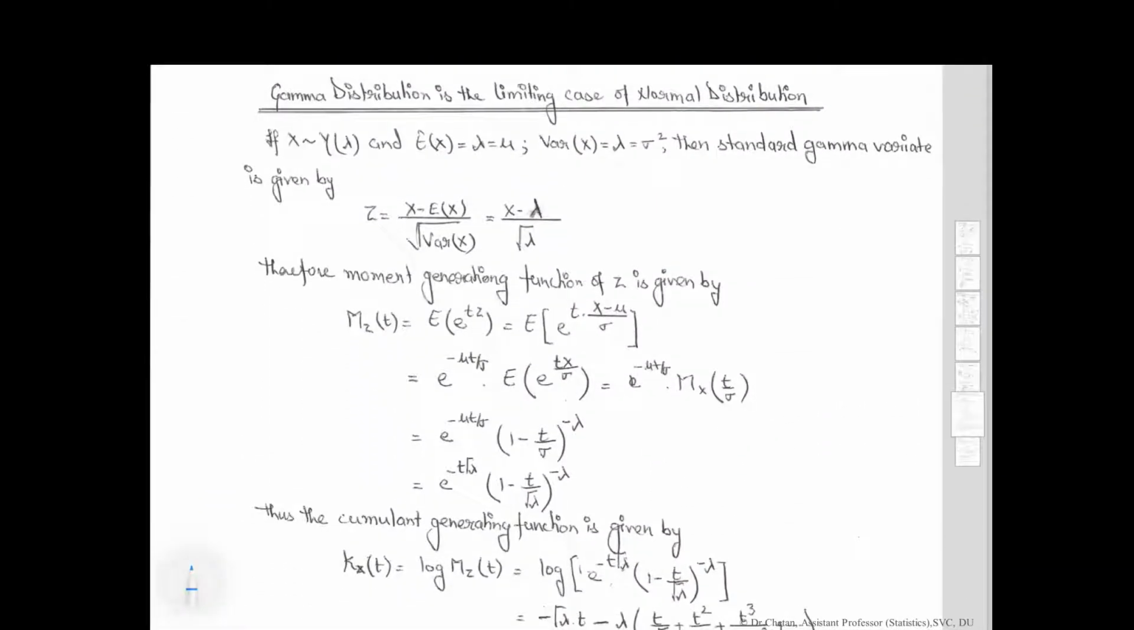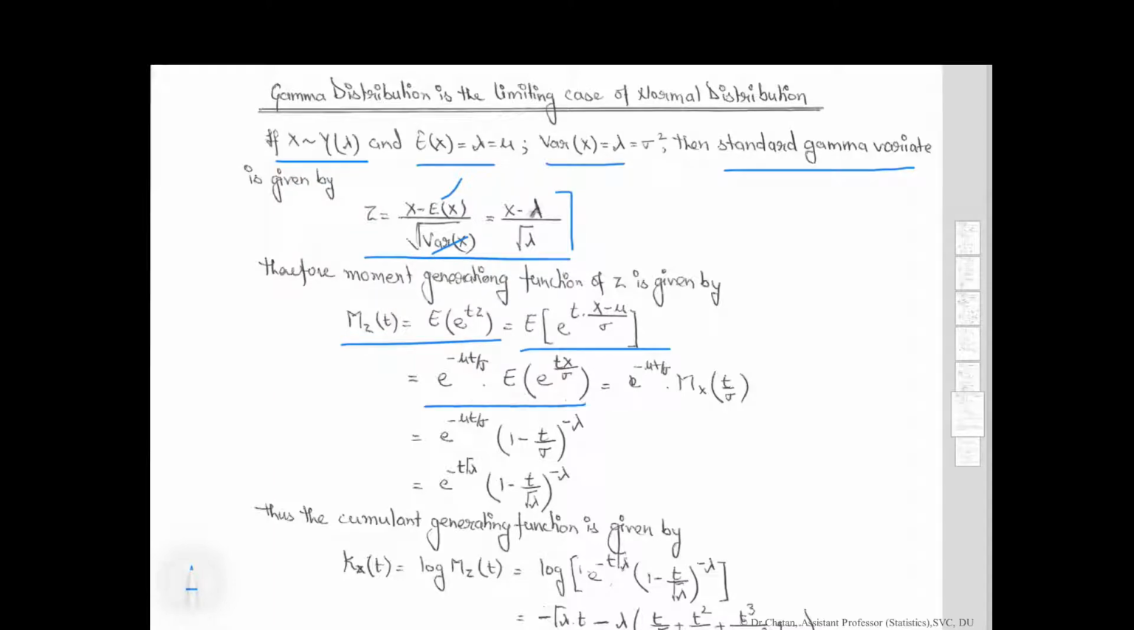Now, we will study that the gamma distribution is a limiting case of the normal distribution. For this, if x follows the gamma distribution with parameter lambda and the expected value of x is equal to lambda, which is equal to mu, and the variance of x is equal to lambda, which is equal to sigma square, then the standard gamma variate is given by this quantity. Simply put the value of the expected value of x and variance of x. We will get this. Therefore, the moment generating function of this standard gamma variate is given by this quantity, which is equal to this quantity.